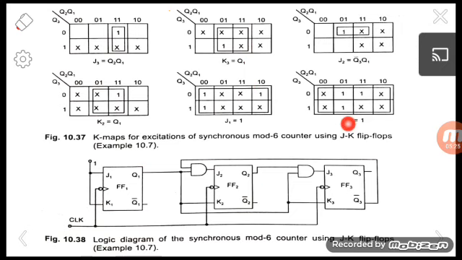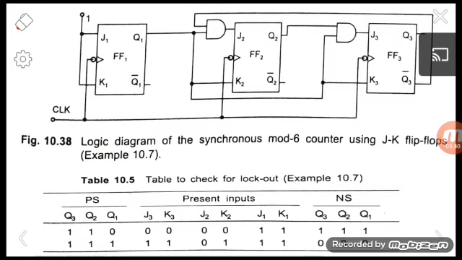J1 is 1, K1 is 1. J2, we know, is Q3 bar Q1, so Q3 bar is taken from here, and Q1, and K2 is Q1. Like that we are drawing the circuit. Next we have to check for the lockout condition.